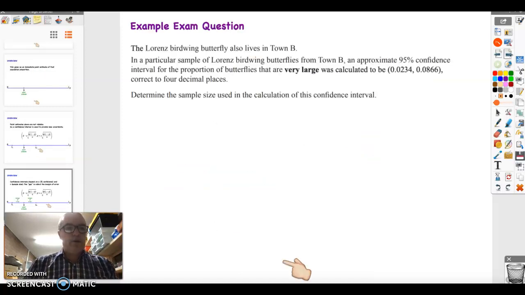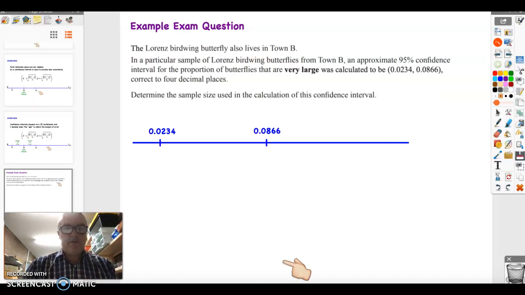So I'm going to finish the lesson by looking very quickly at this exam question that's been used recently. I'm going to give you a moment to read that question. Pause the video. So we have been given a 95% confidence interval for a particular sample concerning the size of butterflies. How many butterflies are very large, and the question is asking us to determine what was the size of the sample just from the confidence interval. So let's look at what we've learned and how this can help us answer this question.